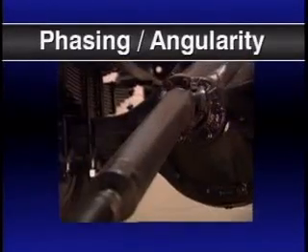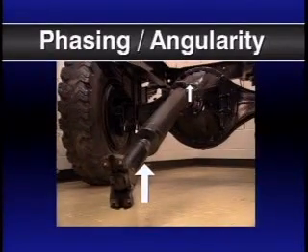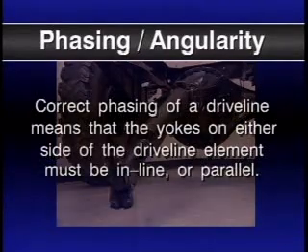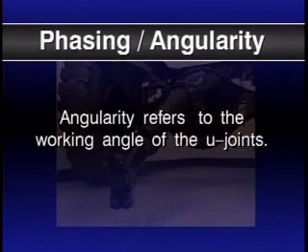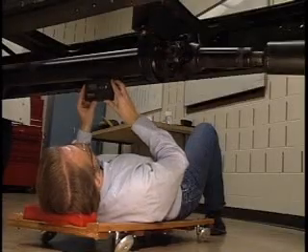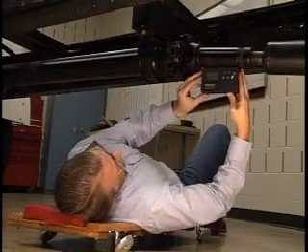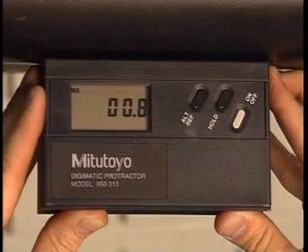To minimize vibration, the driveline must be correctly phased and have appropriate angles. Correct phasing of a driveline means that the yokes on either side of the driveline element must be in line or parallel. Angularity refers to the working angle of the U-joints. Smooth operation requires that these angles be the same or within acceptable tolerances for each element in the driveline. The working angles for each pair of U-joints should be the same.